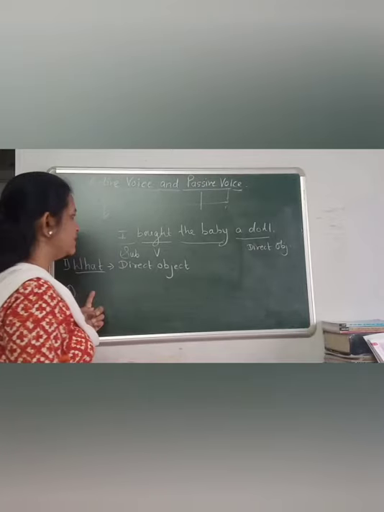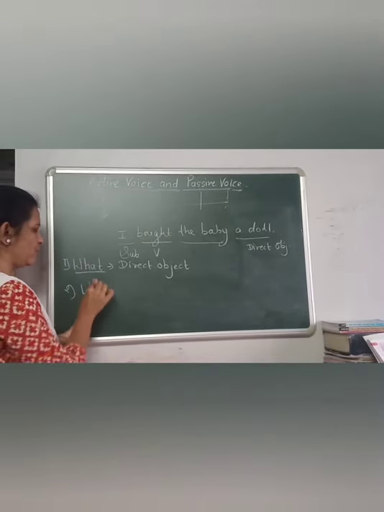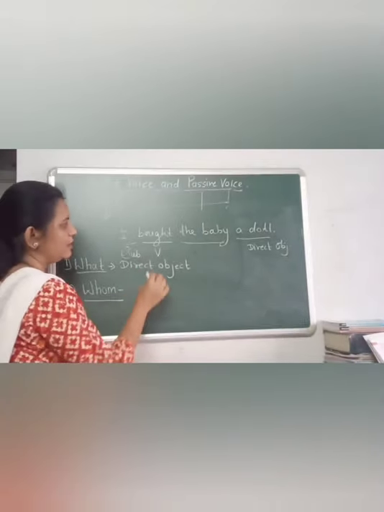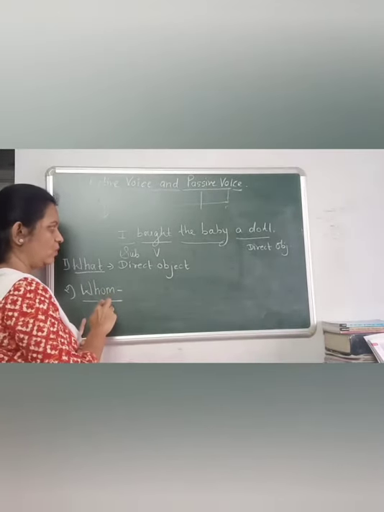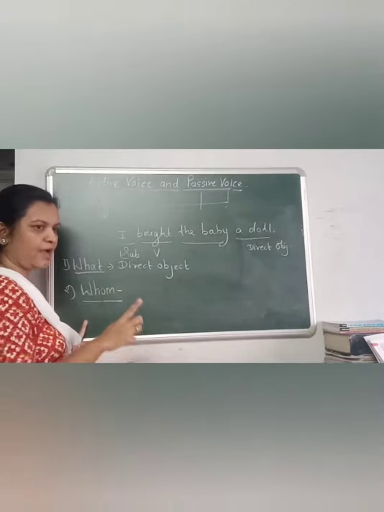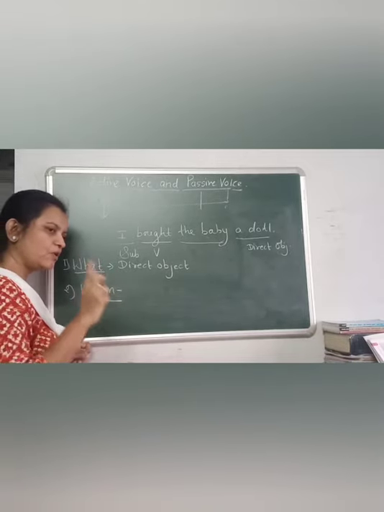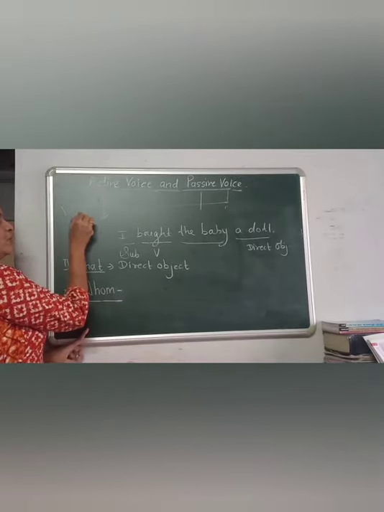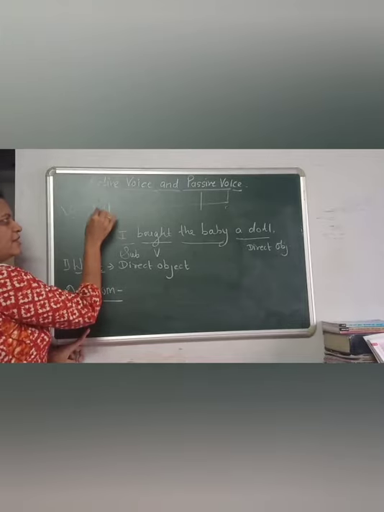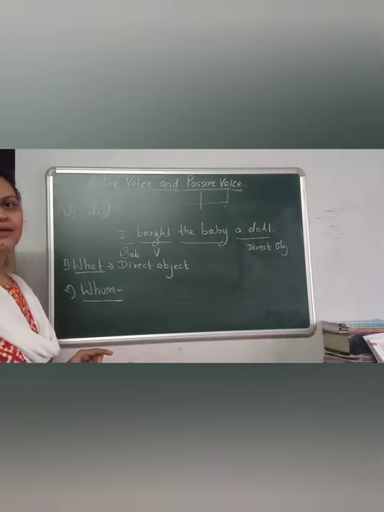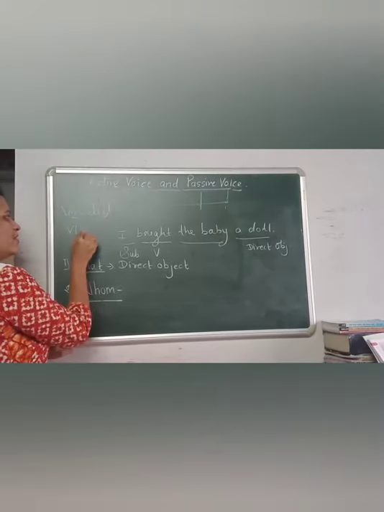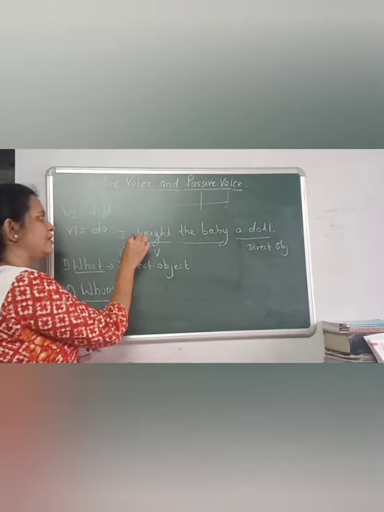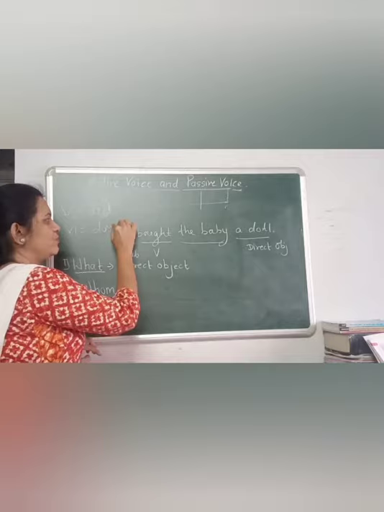Now the second is here, ask a question by using the WH word whom. Whom did I buy a doll? Always remember that after the WH word we have to use the auxiliary verb. As V2 is there, remember V2 means past tense, and past tense means did. We have to use did in the question. V1 means do. If this sentence is in the present tense, then which auxiliary will you use in the question? You will use do.